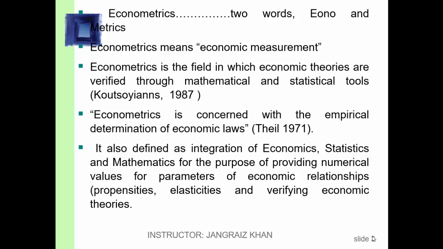So dear students, econometrics has actually been derived from two words, econo and metrics. Econo actually means economic and metrics means measurement. So econometrics means economic measurement. According to another definition, econometrics is the field in which economic theories are verified through mathematical and statistical tools.